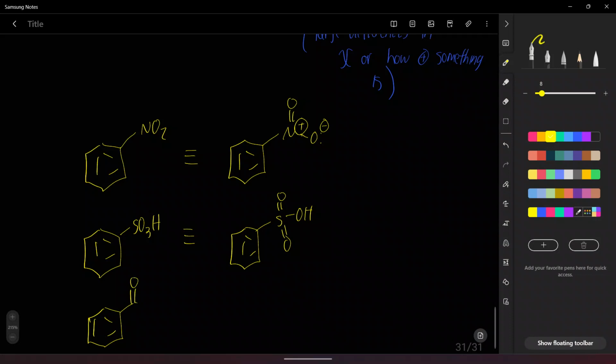Acyl groups. Okay. Some other groups that we'll eventually talk about. So cyano groups. So cyano groups look like this.